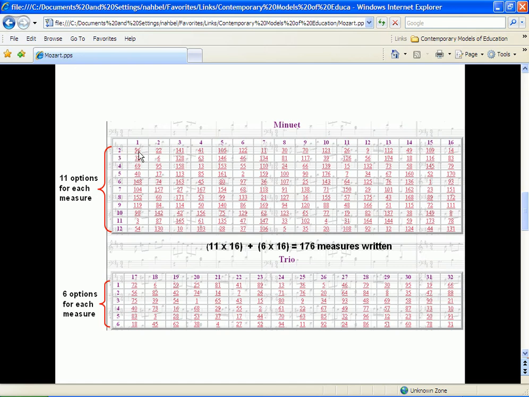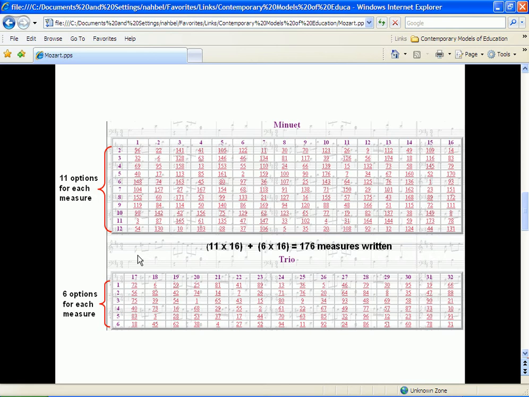He composed 11 different options for measure 1 of the minuet and 11 different options for measure 2, and so forth, such that any of the options for measure 1 could be played followed by any option for measure 2, and so forth. For trios, he did 6 options each.